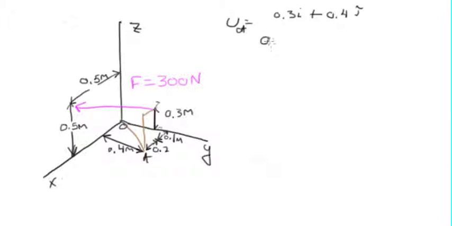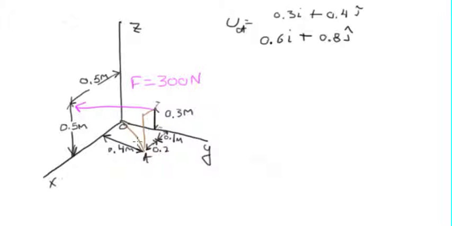Unit vector is going to be 0.6 in the I direction plus 0.4 divided by 0.5, 0.8 in the J direction. So now you have this unit vector.